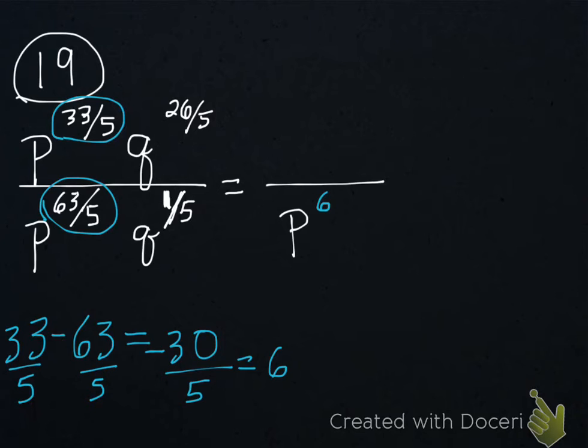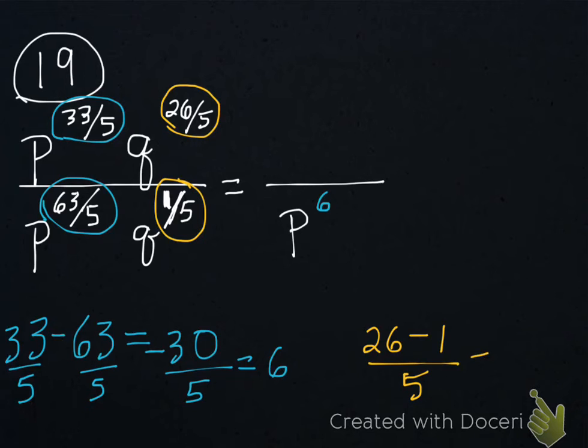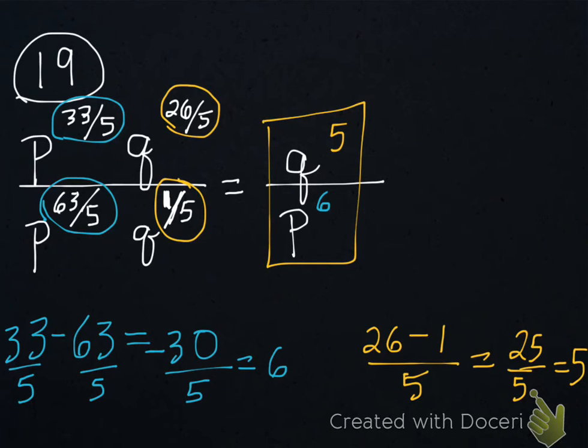Now let's look at Q. We have Q to what power? 26 over 5 and 1 over 5. So we know we're going to subtract the 1 from 26. That's going to give us 25 over 5. What's 25 divided by 5? 5. So the exponent for the Q is a positive 5, so the Q stays in the numerator with an exponent of positive 5.